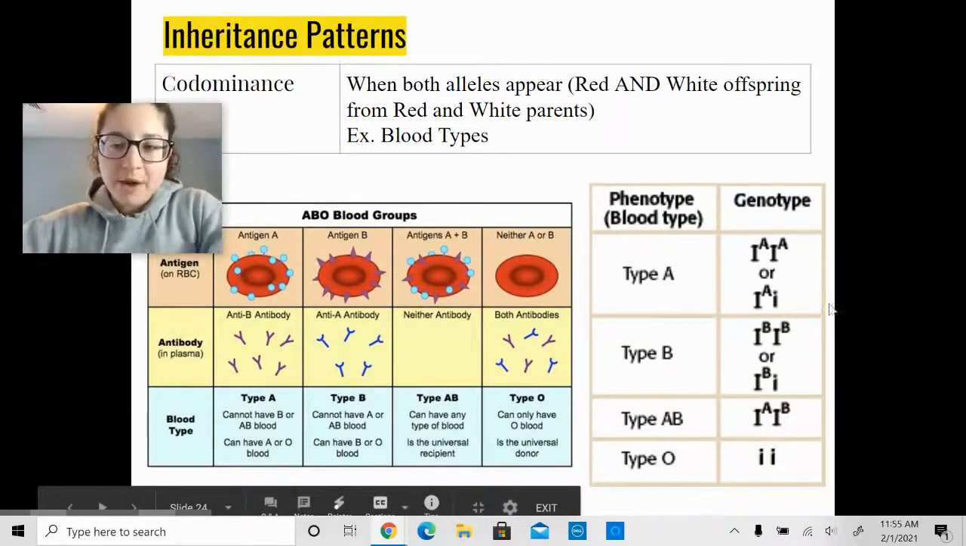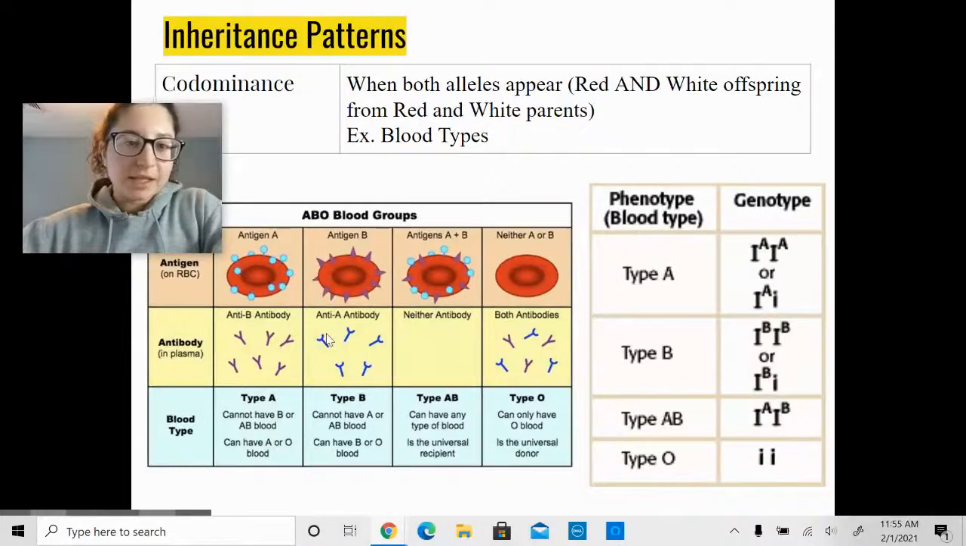Now, what it's talking about when it's this A and B stuff, it's talking about proteins on the outside of your red blood cells. So if you have type A blood, you are going to have these A antigen proteins around the outside of your red blood cell. If you have type B blood, you're going to have these B antigen proteins around the outside of your red blood cell. And then if you're type AB, you're going to have some A proteins and some B proteins. And if you're type O, you have no proteins.